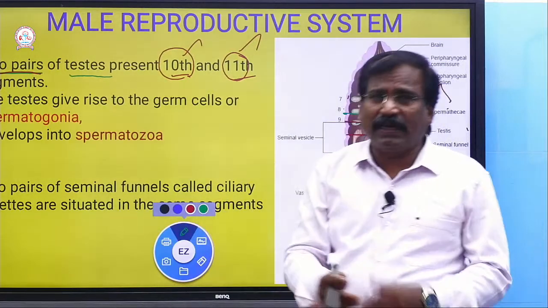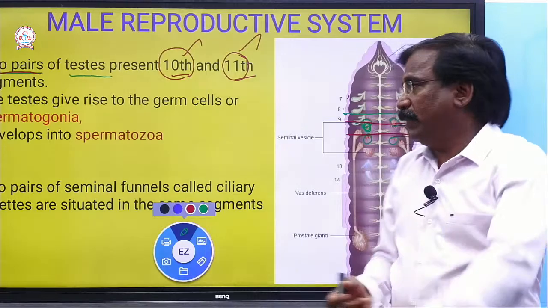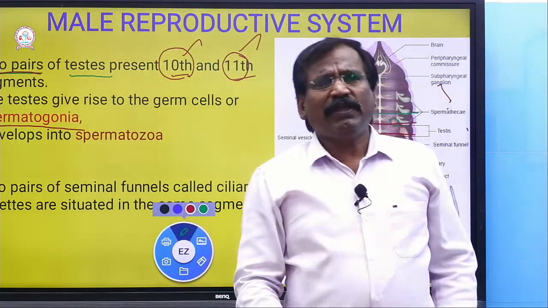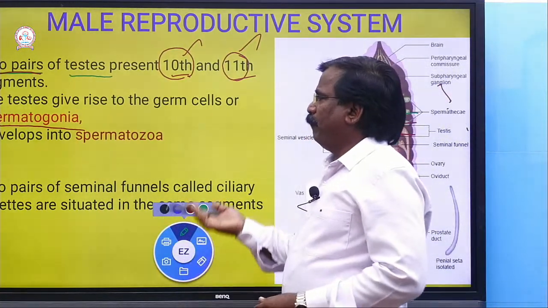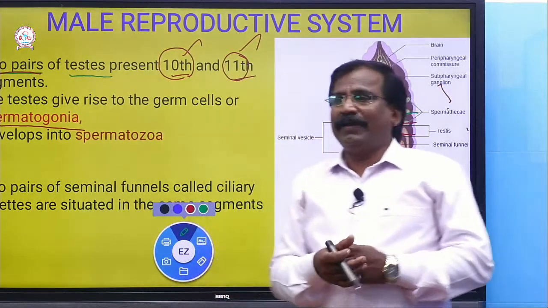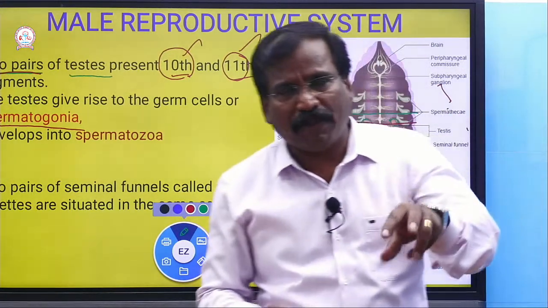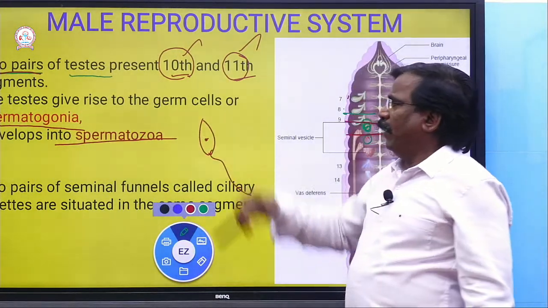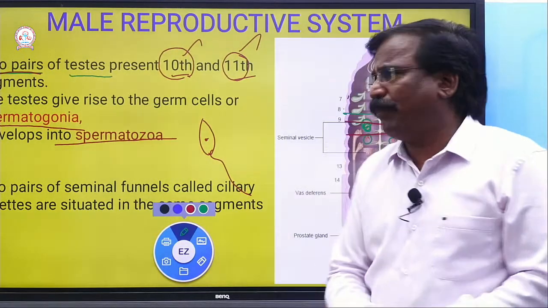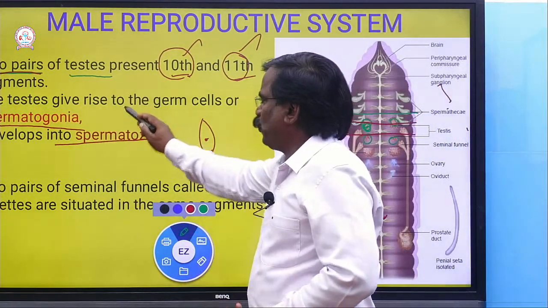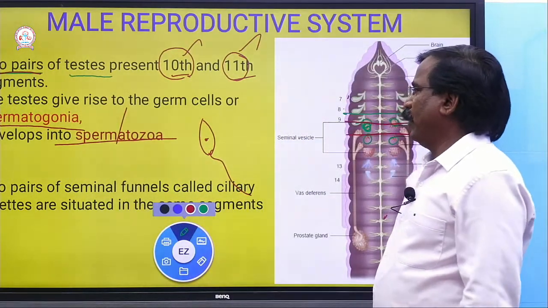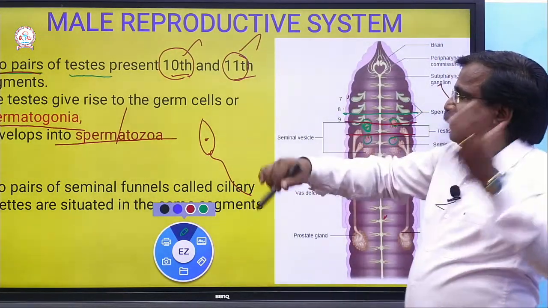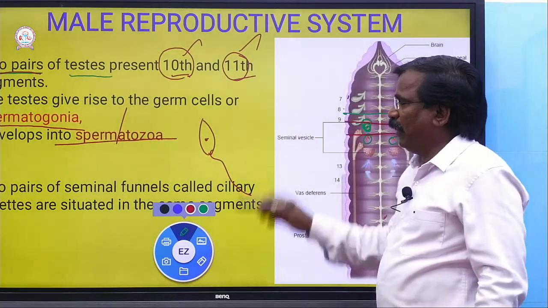The testis contains the spermatogonia, or sperm mother cells, which ultimately develop into spermatozoa, or sperm for short. So, coming back, a pair of testes located in the 10th and 11th segments produces spermatozoa.